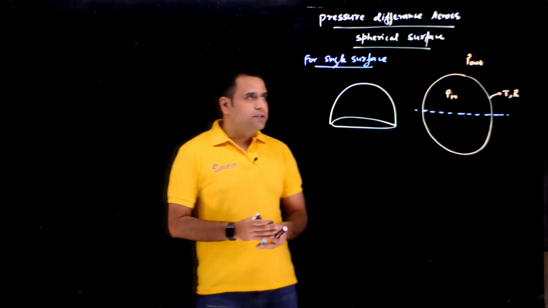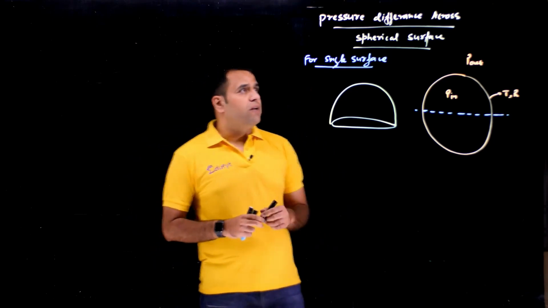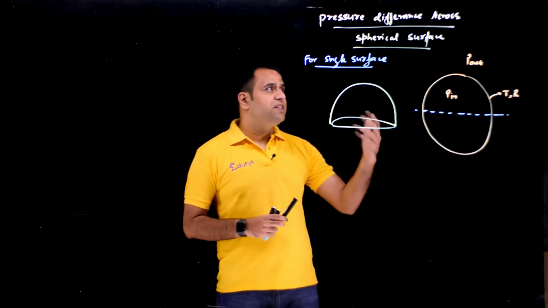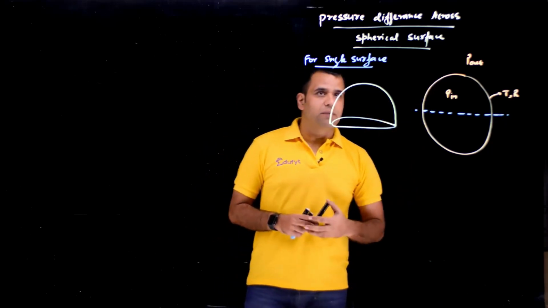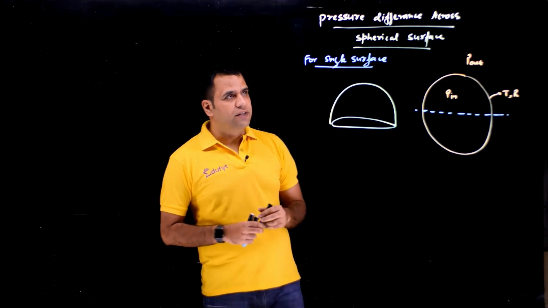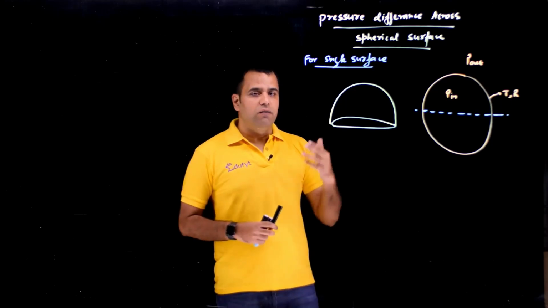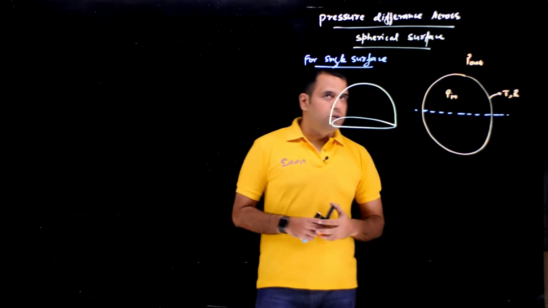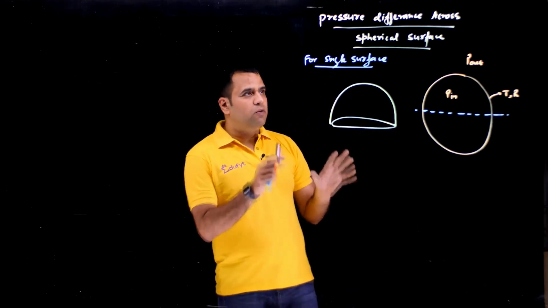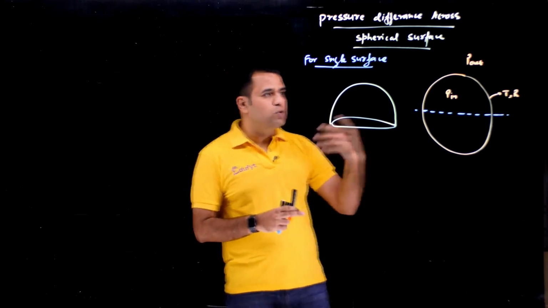Hello. So, in this topic, we'll learn how to make the relationship between the inside pressure and outside pressure across the spherical surface. And obviously, we'll be dealing with only a single surface. If there are multiple surfaces, we'll cross them one by one. So, whatever formula we are going to make will be valid for a single surface. For multiple surfaces, we have to make modifications.